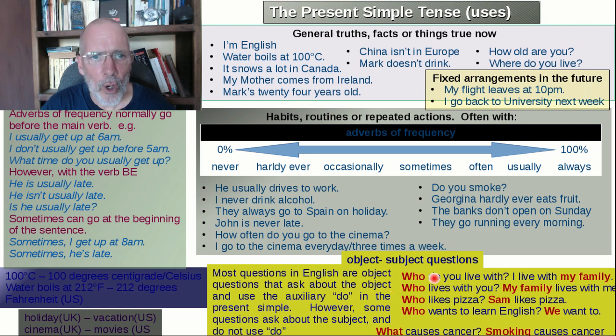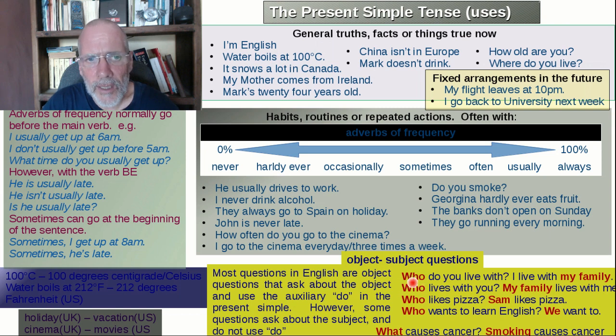Here's an example here. Who do you live with? And the answer is, I live with my family. In this answer, I live with my family, we have a subject. The subject is the person or the thing performing the action of the verb. In this case, I am the subject, and I live with my family, and my family is the object. They are receiving the action of the verb, if you like. In this sentence, we have a preposition first. But this question is the normal type of question. Most questions are like this.